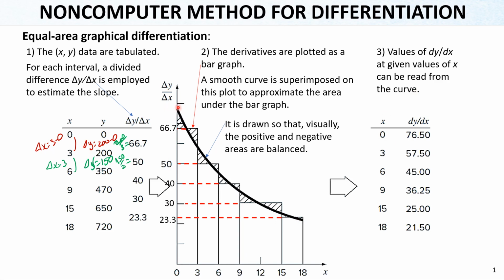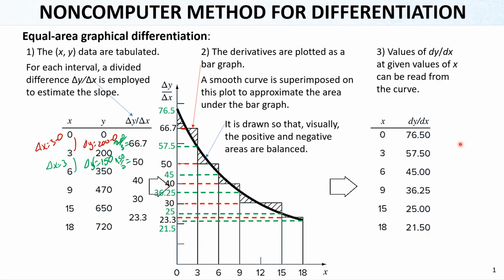It will give us the value. It's 76.5 for instance here, larger than this, and you can get this value. And for 3 here, this value is 57.5. When you draw them at each intersection of 6, 9, not 12 because 12 is not here, but you can still find it too. It's about 30, and 15 is like 25, and 18 is 21.5.